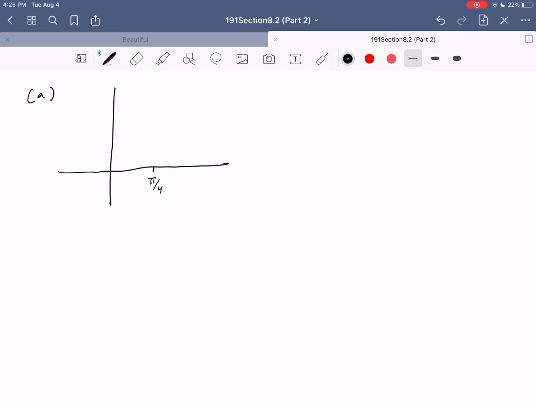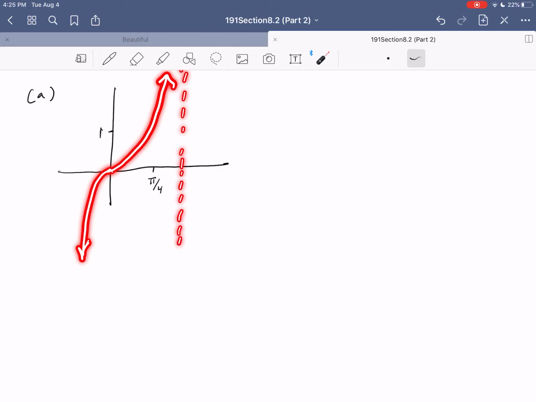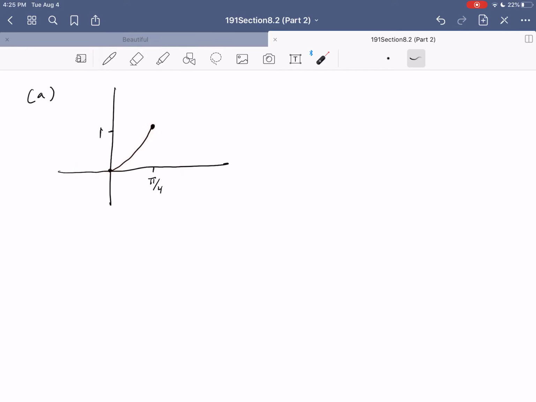And of course, at pi over 4, tangent is going to be 1. So the section of our curve that we're looking at is something that looks like that. Of course, tangent overall is going to go up and look something like that, where you have a vertical asymptote at pi over 2 and another vertical asymptote at negative pi over 2. But we're just interested in this little section.